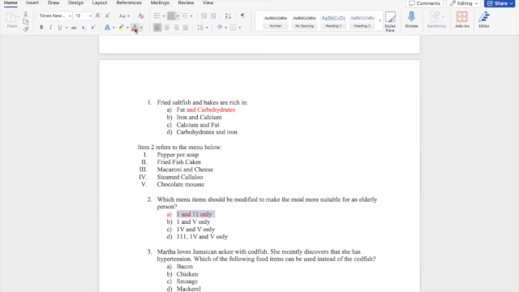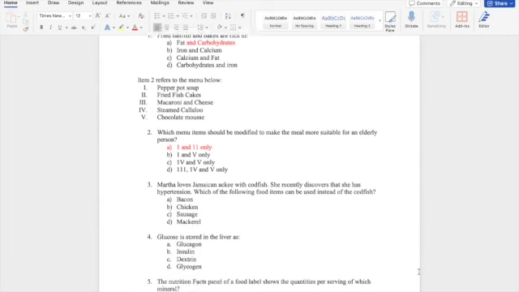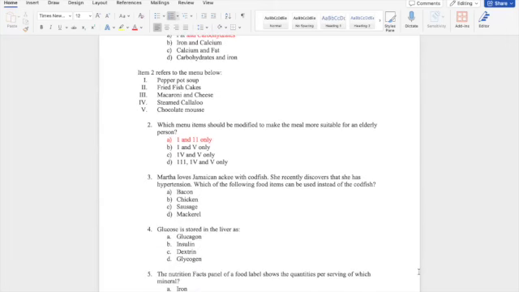All right, number 3. Maybe I'm moving too slow. All right, let's go fast. Number 3 question says, Martha loves Jamaican ackee and codfish. She recently discovered that she has hypertension, high blood pressure. Which of the following food items can be used instead of codfish? And we know codfish is salt fish, right? Bacon, chicken, sausage, and mackerel. So we'll go with chicken. There we go. Next question, question number 4.